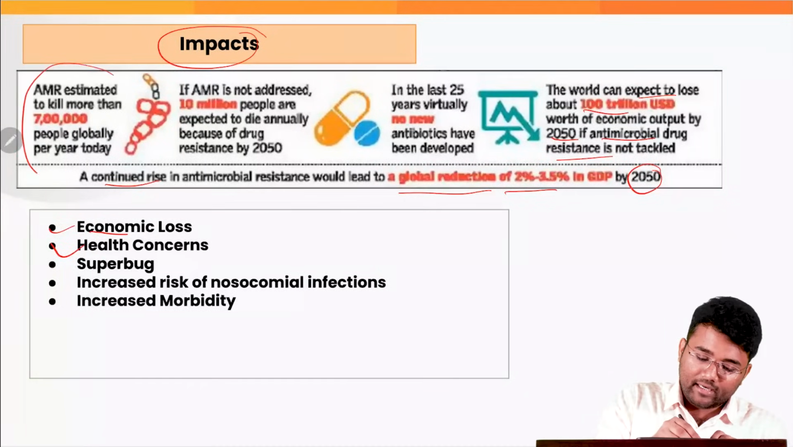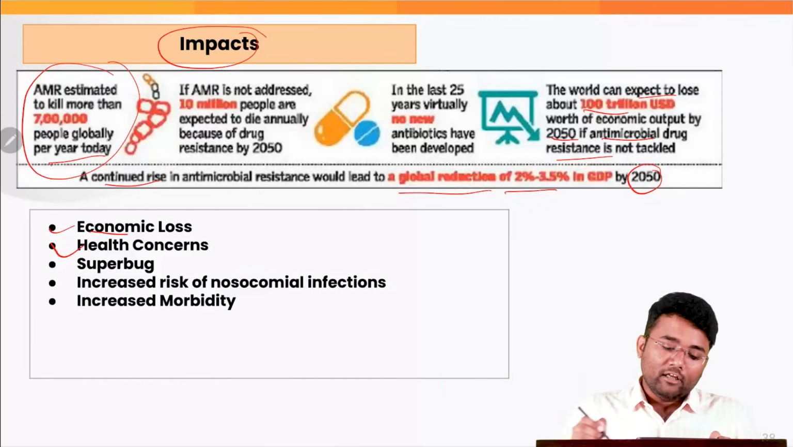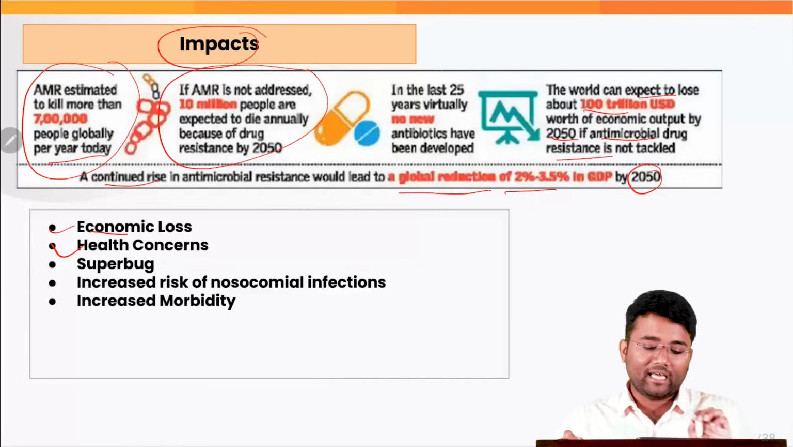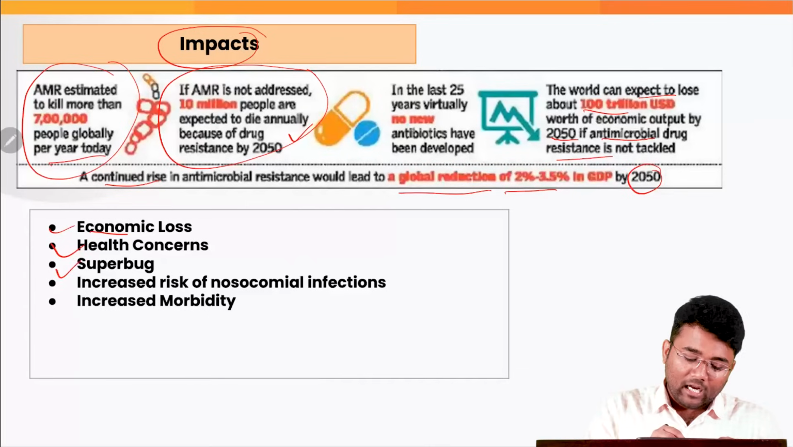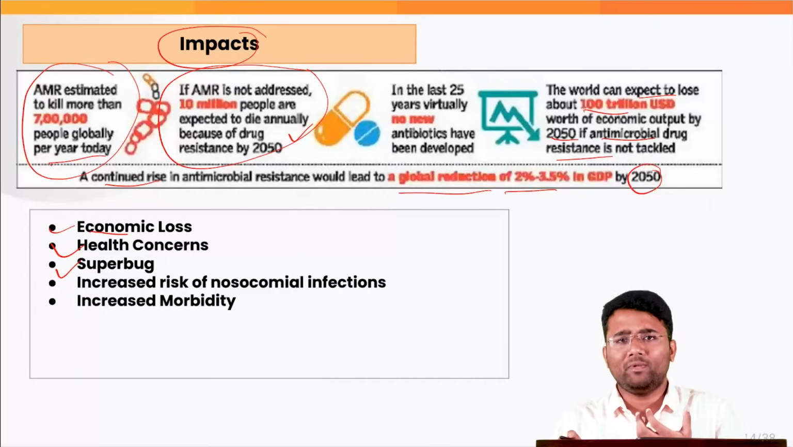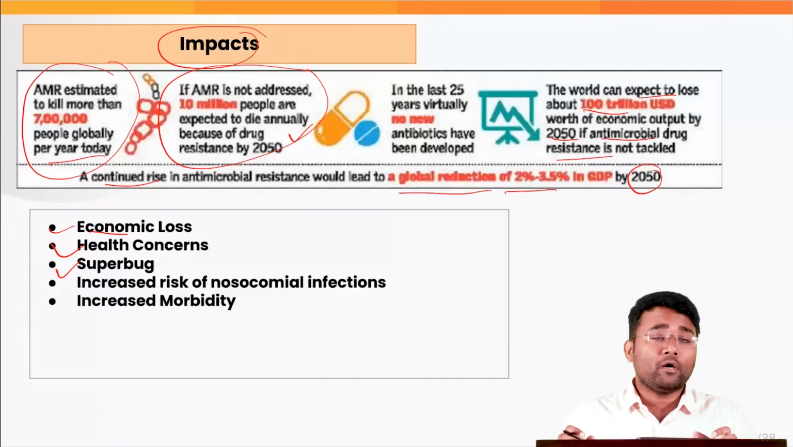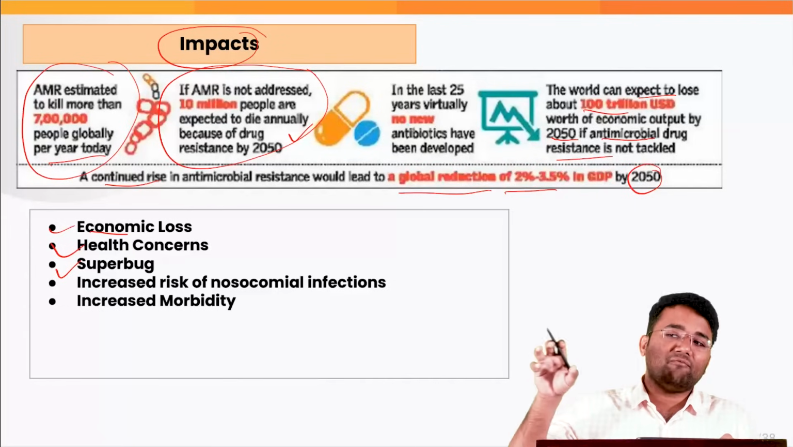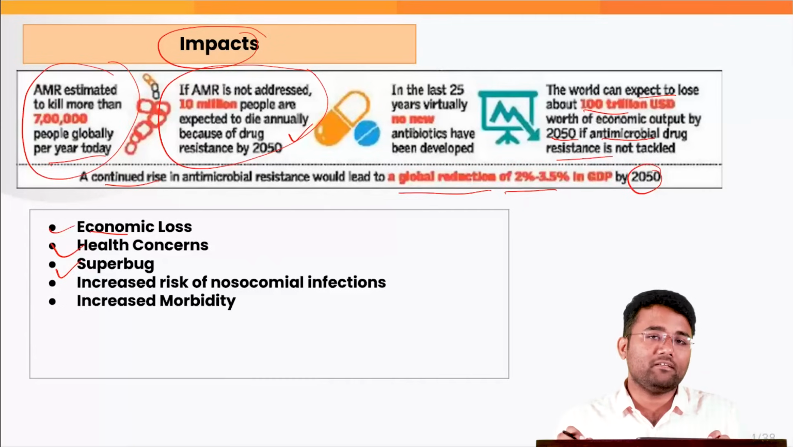It also leads to a lot of health concerns. For example, AMR is estimated to kill more than 7 lakh people globally per year today. And the WHO further says that if that is not addressed, 10 million people are expected to die annually because of drug resistance. Then there is also apprehension that a superbug may develop because of this antimicrobial resistance, which would be ineffective against most of the antimicrobial or antibiotic drugs being used, as it has developed resistance to the majority of the drugs.